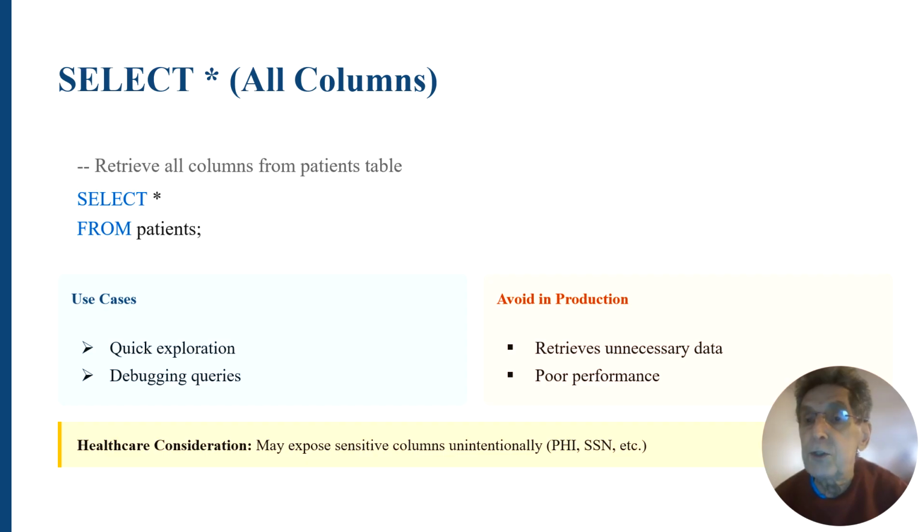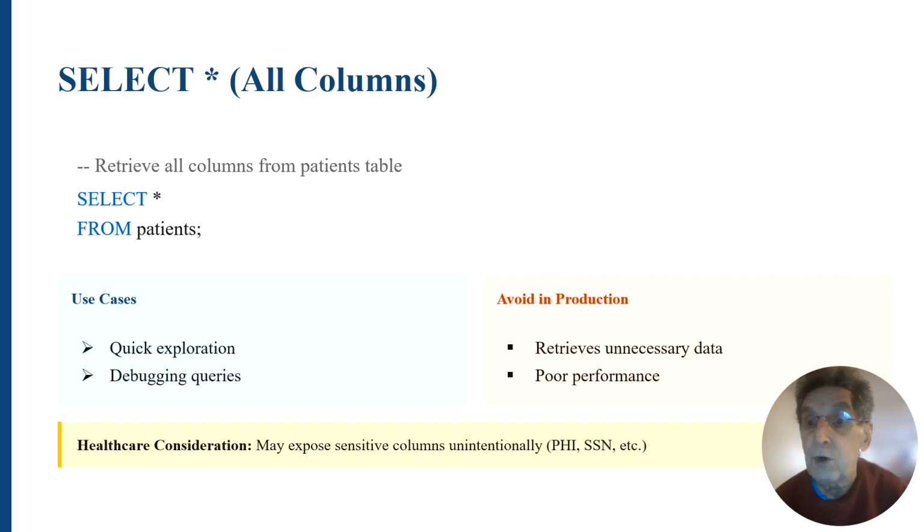Now, there's a shortcut you'll see frequently. Select star. That's select followed by an asterisk. And the asterisk is a wildcard that means all columns. So select star from patients returns every column in the table. When is this useful? Well, it's great for quick exploration when you're first looking at a table and want to see what's there. And it's also handy for debugging when you're trying to understand why a query isn't working exactly the way you thought it would.